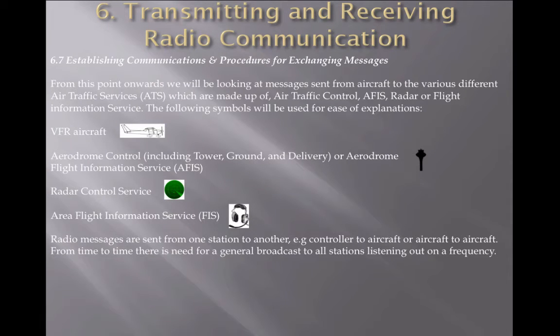Establishing communications and procedures for exchanging messages. Now, we're going to use various different icons here to represent each one. But from this point onwards, we'll be looking at the messages sent from an aircraft to the various different air traffic services, which are made up of air traffic control, AFIS, radar or flight information. And the following symbols will be used.